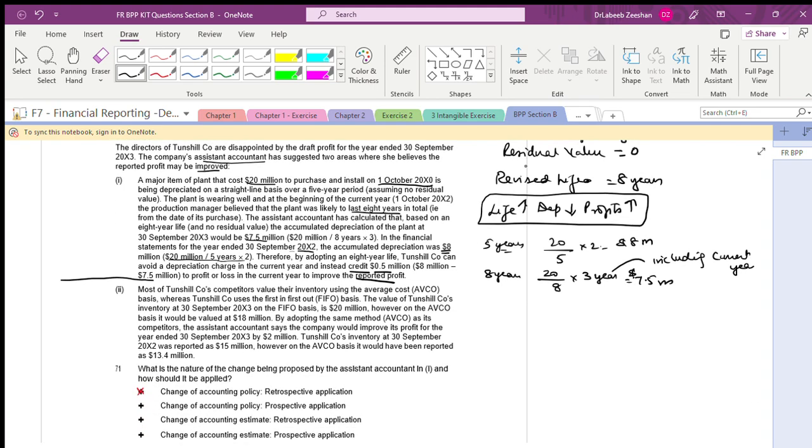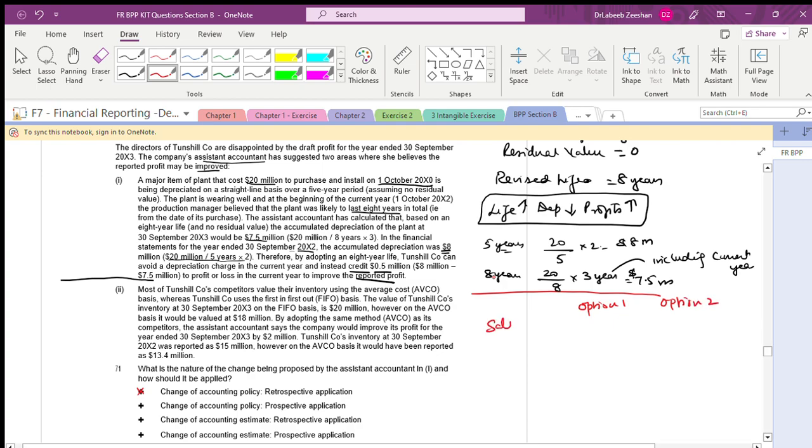Next, most of BTunshill's competitors value their inventory using the average cost method, whereas BTunshill uses the first in first out method. Make it a point. It's another very interesting one. You have option 1 and option 2. Assume sales is going to be 30,000. This is only an assumption.